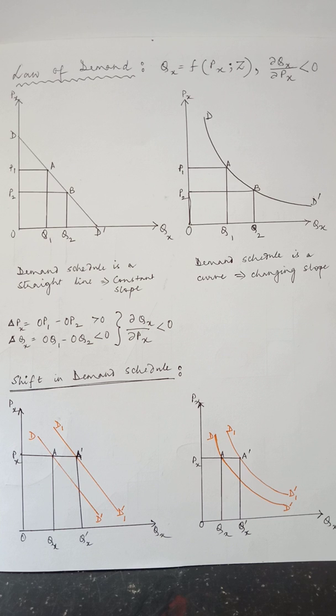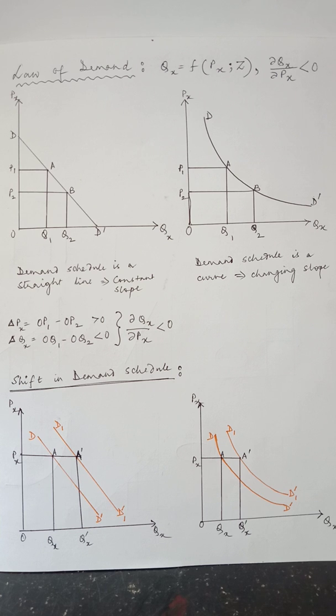But keeping all these things constant, if we change the own price of the commodity, say if the price of the commodity X is increasing, then the quantity demanded of the commodity X will be decreasing. So if the price is increasing, then the quantity will be decreasing. If the price is decreasing, then the quantity demanded will be increasing.